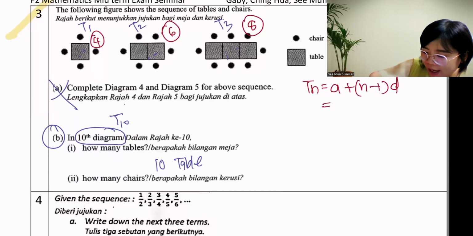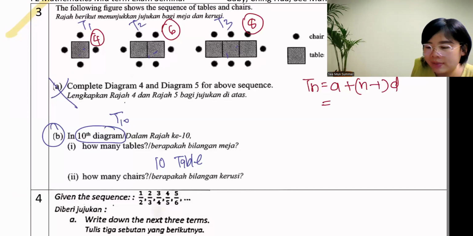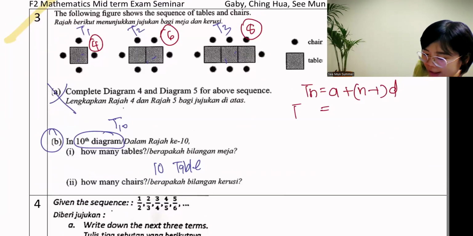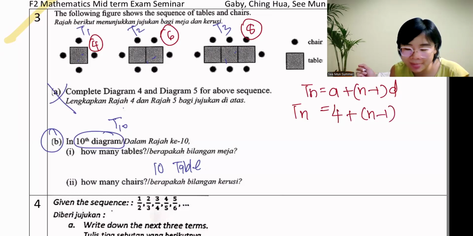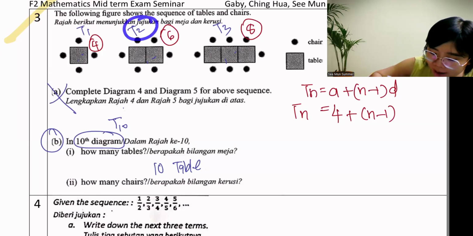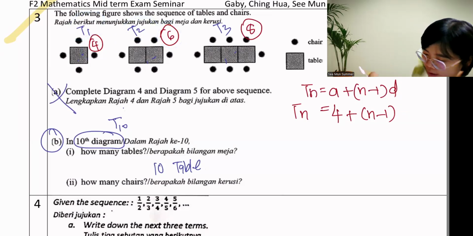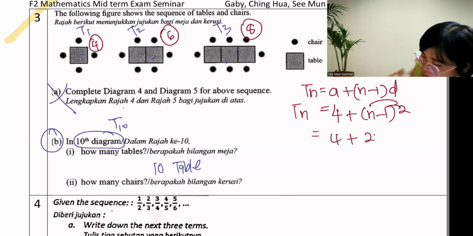So what is my A? Because I want to find the Tn first lah. Or I can straight away write T10 also can but I prefer to find Tn first. So what is my A? Term number 1, how many chairs? 4. So I put A as 4. And then n minus 1, I keep it. And then D, what is my difference? T2 minus T1. So 6 minus 4. Yeah, it's exactly 2. So I put 2 here. So I tap it 4. And then expand it. 2n minus 2.